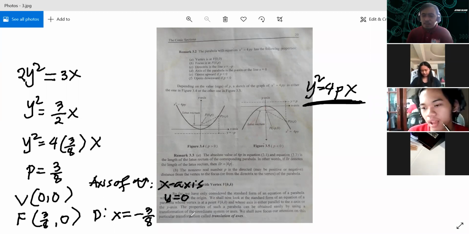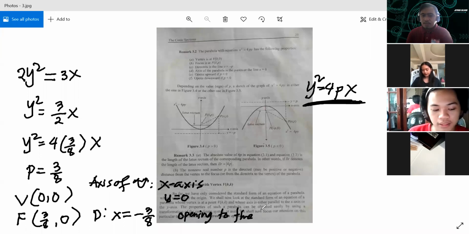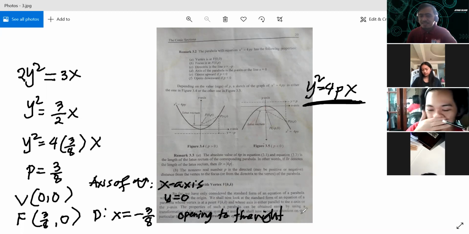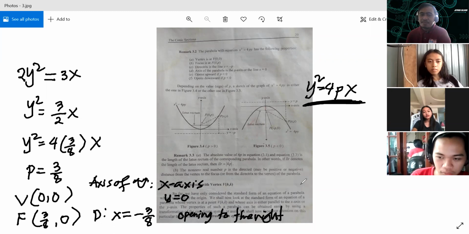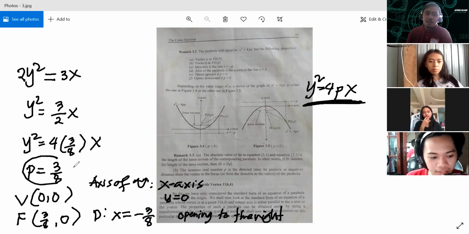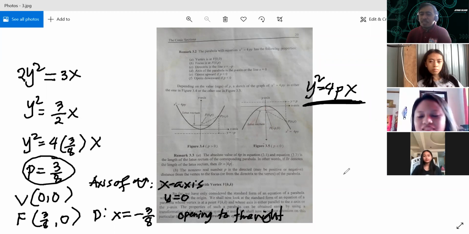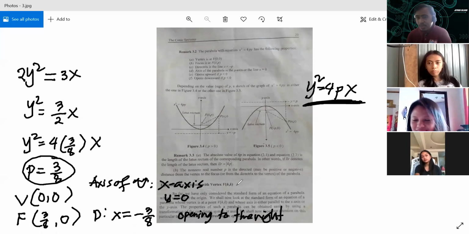So, what is the direction of your parabola? Is it left or right? Opening to the right, sir. Right, which right? It depends on the value of p. Is p greater than zero, positive or negative? Positive, sir. So it is greater than 0, so it should be positive. It should be opening to the right. Clear?